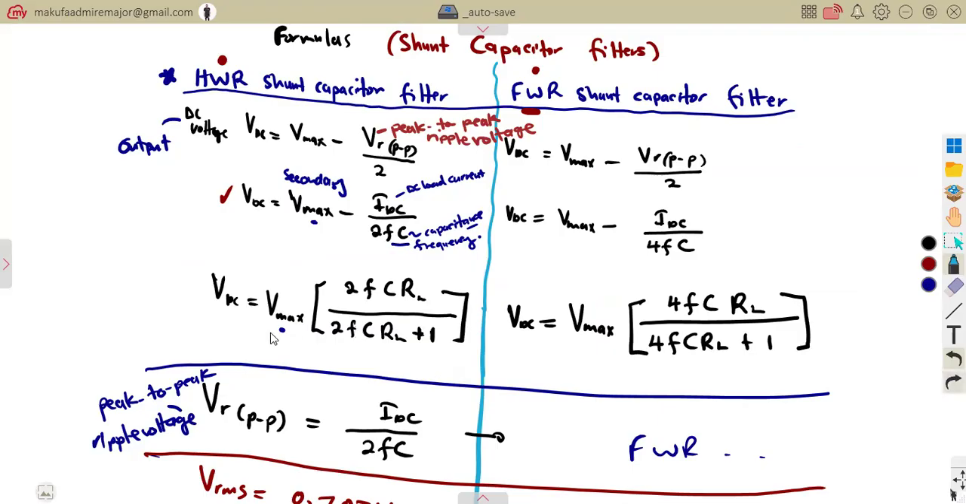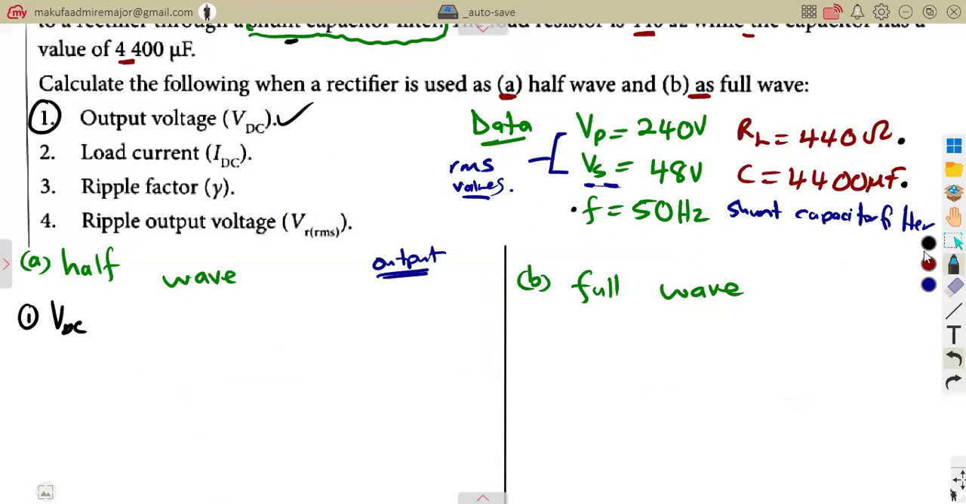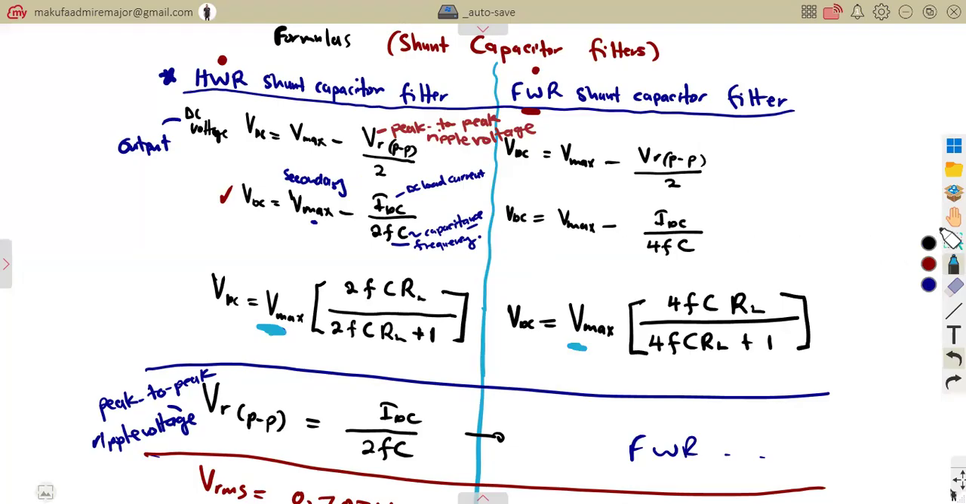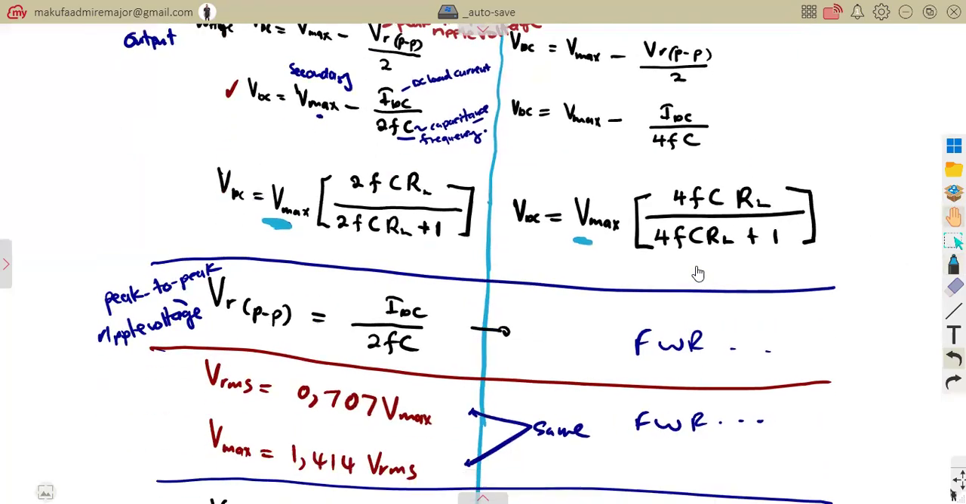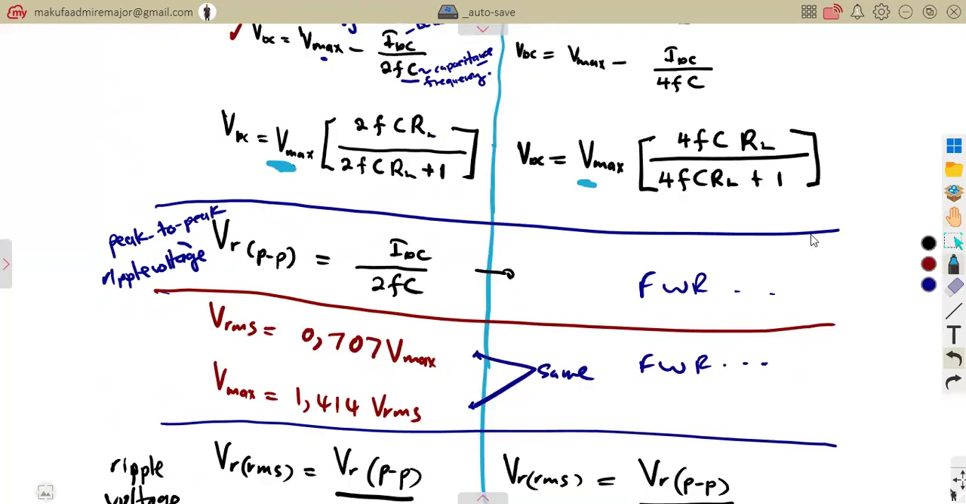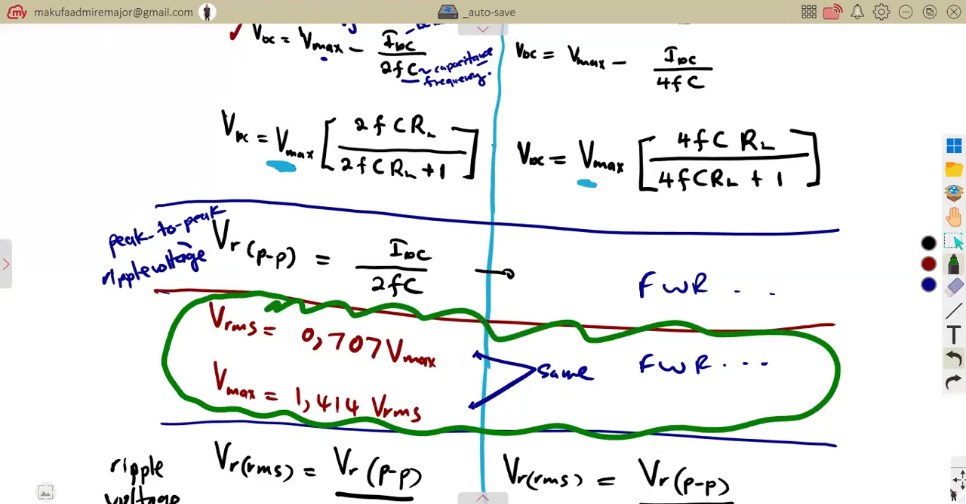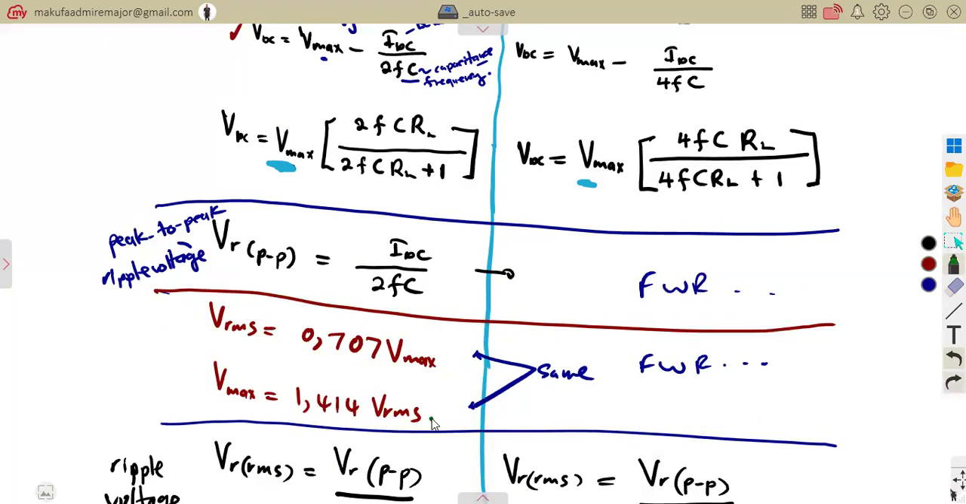What we just need is to obtain the maximum voltage in that case. And like I said, the maximum voltage is going to be taken from the secondary side of the transformer. This is an RMS value, but what we need is the maximum value. So how do you calculate? This is going to be the same for both the half wave and the full wave. The way that you calculate the maximum value here is from your RMS value, or you can use this formula directly.